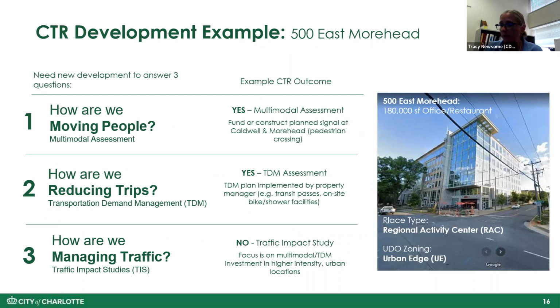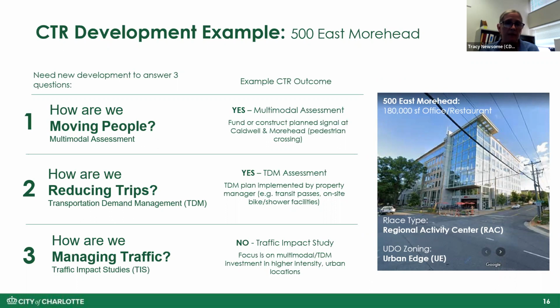Just a quick illustrative example of how these three different questions and three different assessments might be applied. In this example, on East Moorhead, close to Uptown, is an office building with some retail on the ground floor, so it's a mixed use environment. From a place type perspective on the policy map, this would likely be a regional activity center. And from the UDO zoning perspective, and again, the CTR ties to these zoning districts, this might fall into the urban edge because it is right at the edge of Uptown.